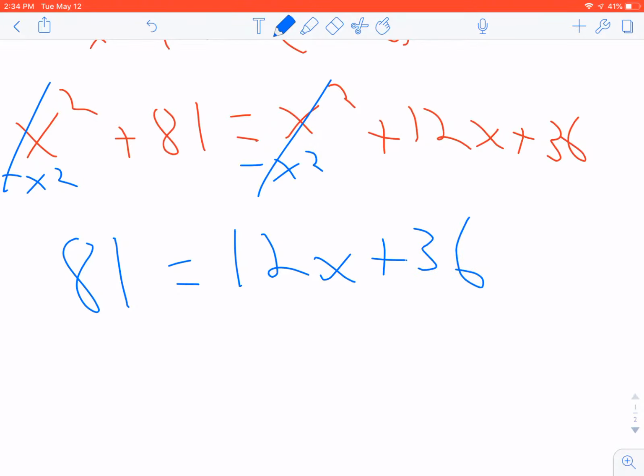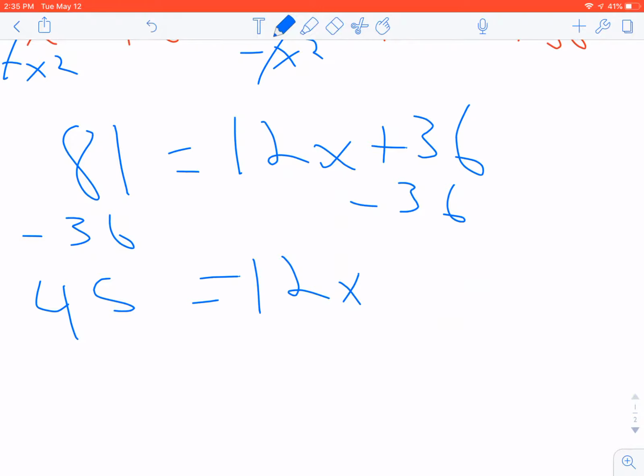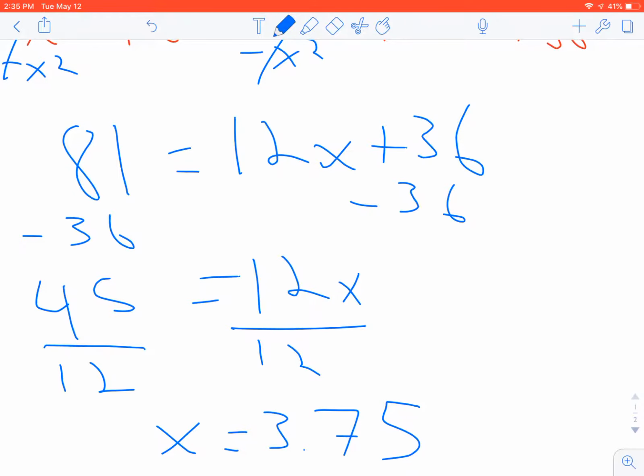So if you subtract your 36 from both sides, that gives you 12x, and 81 minus 36 gives you 45. And when you divide both sides by 12, you get x to be 3.75. Okay, so there's your answer for number 7.